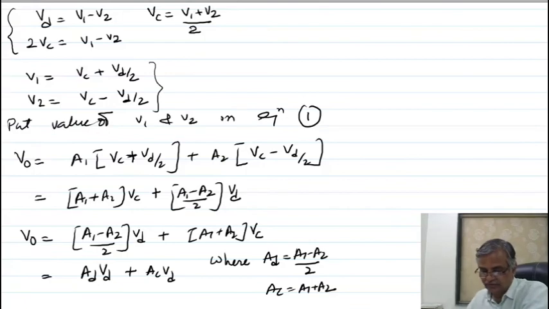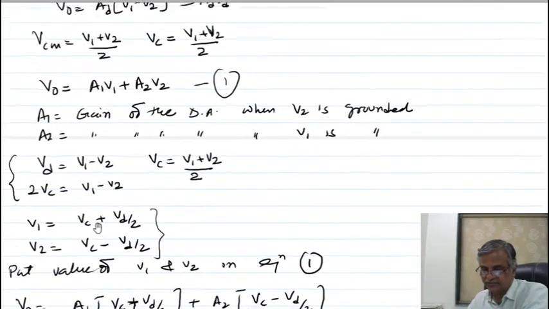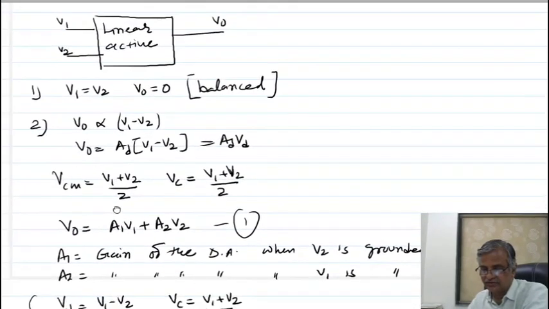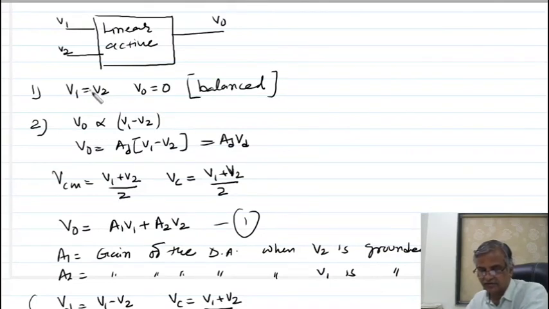Look here, it's very simple. This is a linear active device. What is the property? When both the inputs are at the same level, the output is 0. Second property, the output is proportional to the difference of the two input signals. So VO is the differential gain.